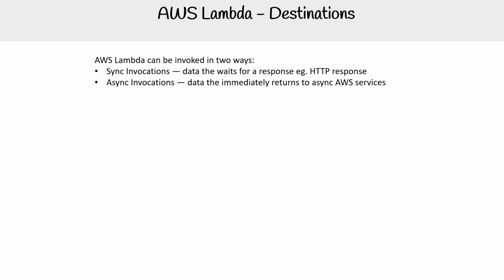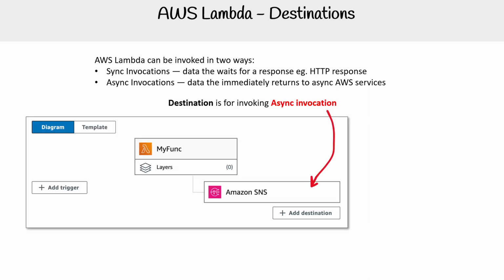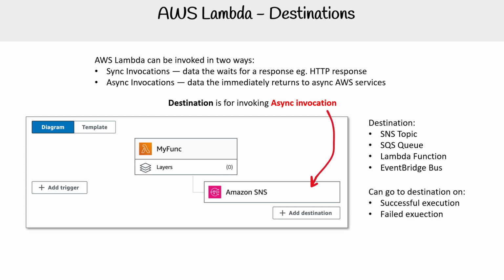But now we have this idea of async invocations, where the data is immediately returned to an async AWS service. So here we could have SNS, SQS, Lambda function, EventBridge bus. These are all services that are messaging systems or event-driven systems. And you can have a destination to occur, whether there is a successful execution or a failed execution. We'll cover this again when we talk more about sync versus async.